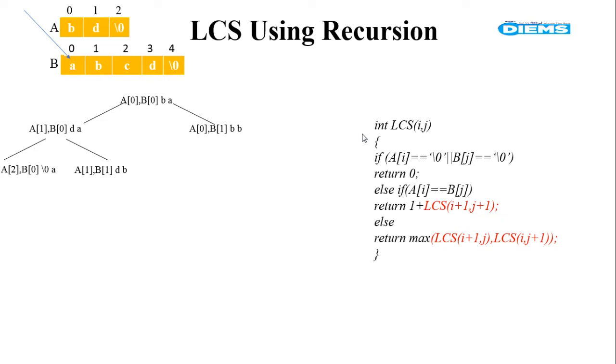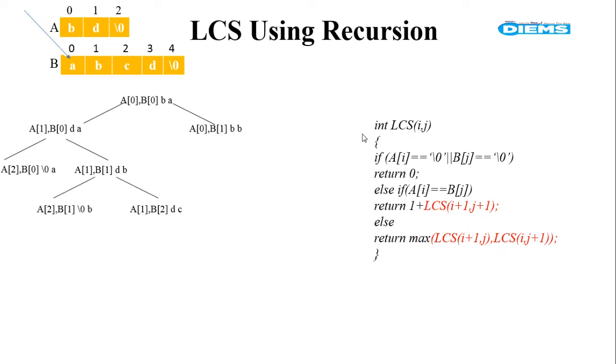Again, for a of 1, the value of i will be incremented, a of 2, and the value of b will be as it is. In the second call, the value of i will be as it is and b of 0 will be turned to b of 1. Now, a of 1, b of 1, it is d and b. Again, both are not matching. It will go for the max call.